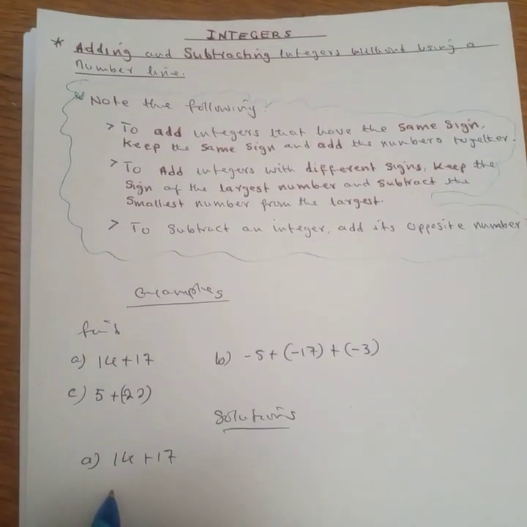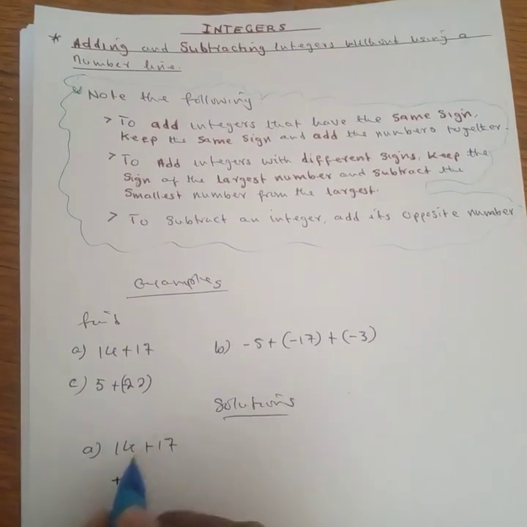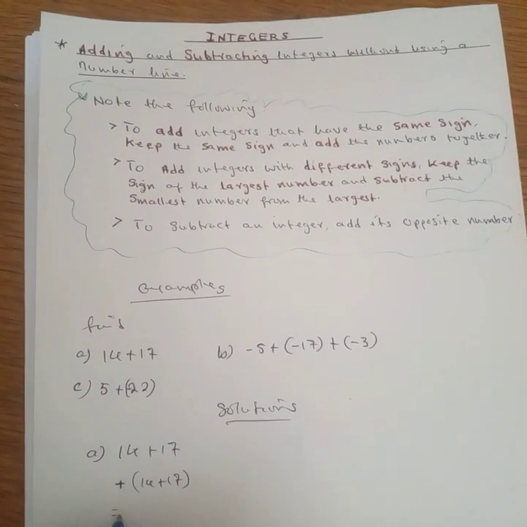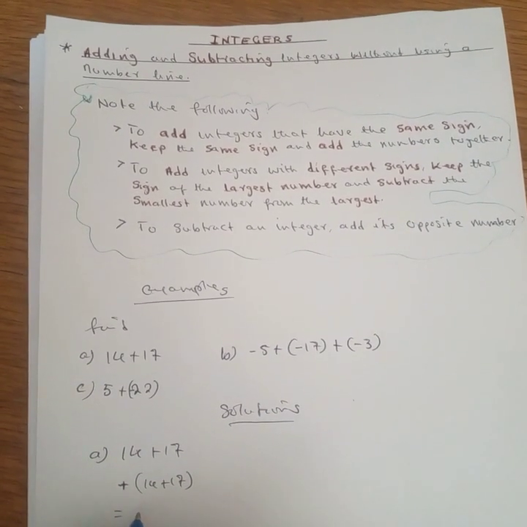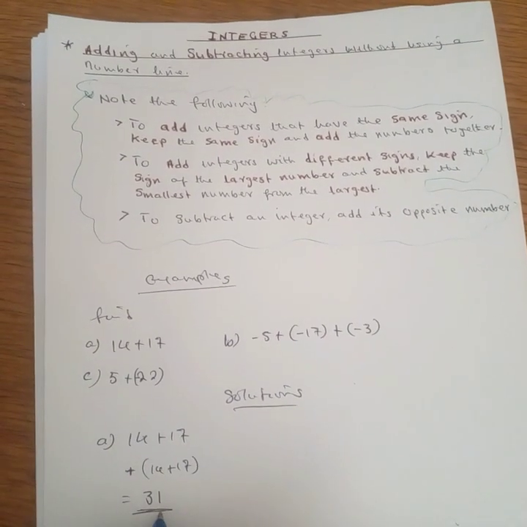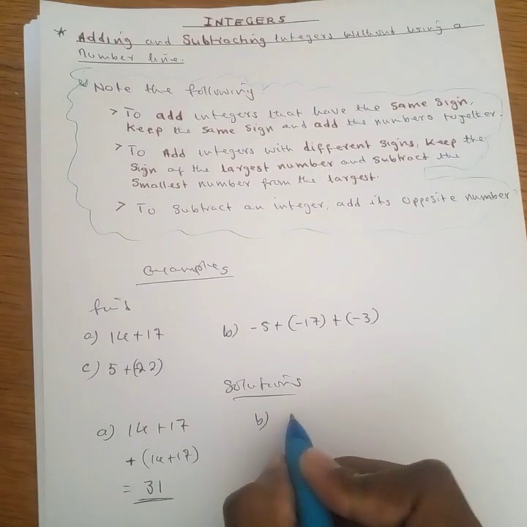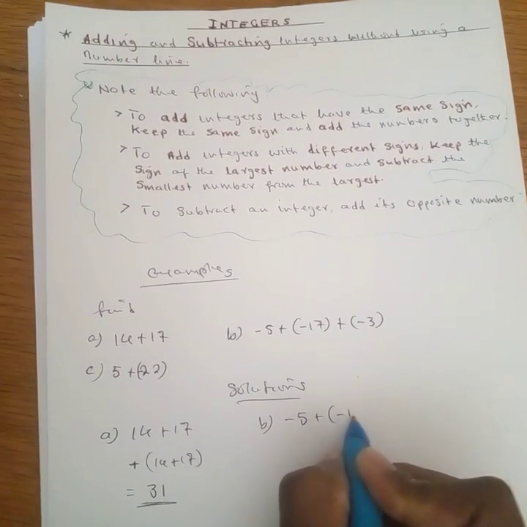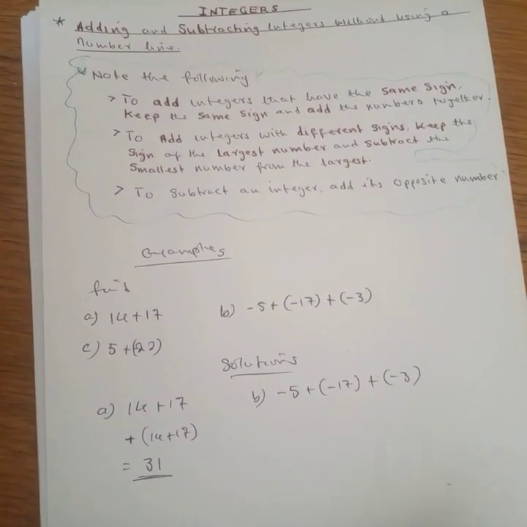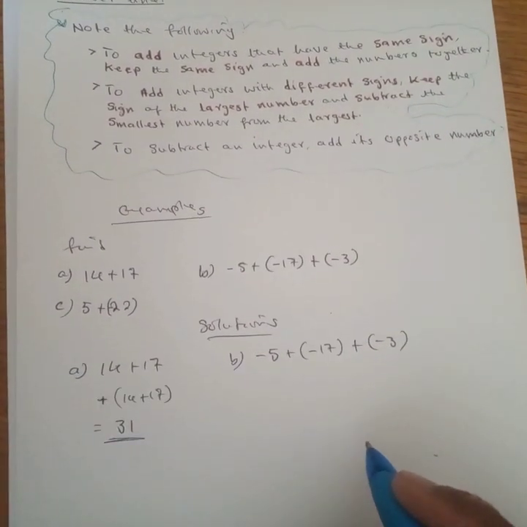So we are just going to keep the same sign, which is plus, then we add the two numbers, 14 plus 17, which will give us our final answer. When we add the two, we are going to get positive 31. So this is how you do this kind of work. Then we move on to the second question. B, negative 5 plus, open brackets, negative 17, close brackets, plus, open brackets, negative 3, close brackets. In this question, you have to have the knowledge. What knowledge should you have?